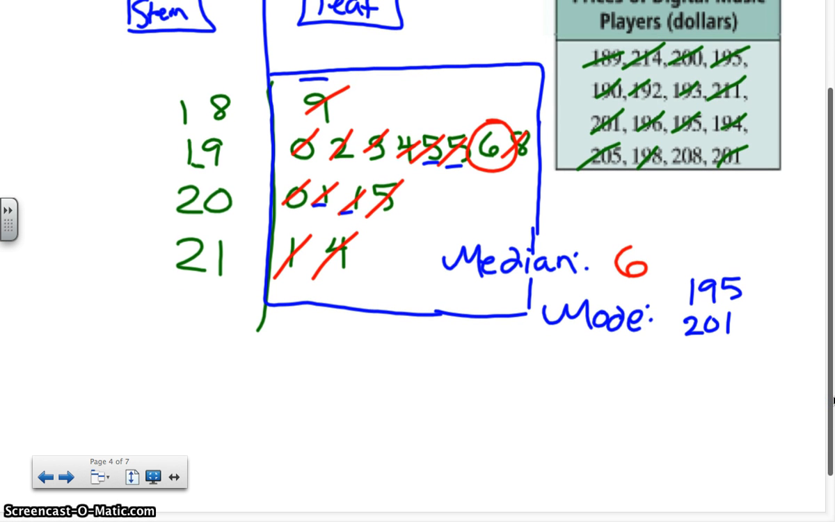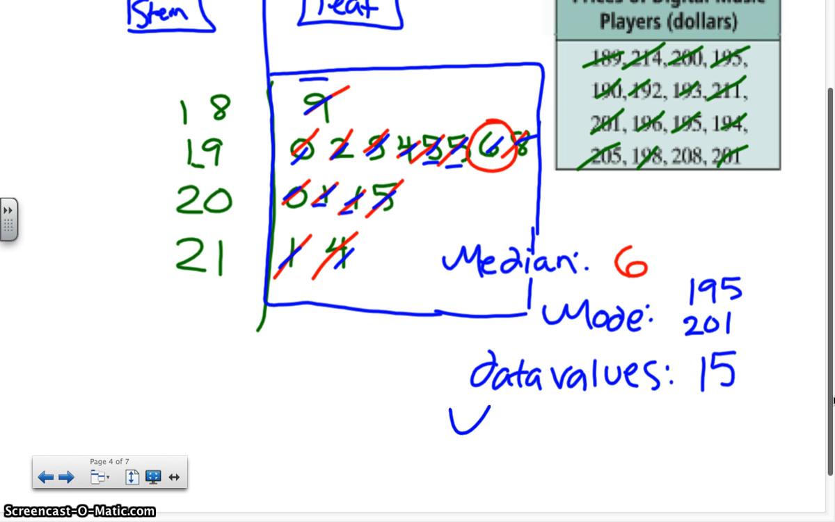How many data values I have, they'll ask you to figure that out. I just count all my leaves, okay? So I would count this as 1, 2, 3, 4, 5, 6, 7, 8, 9, 10, 11, 12, 13, 14, 15 data values.